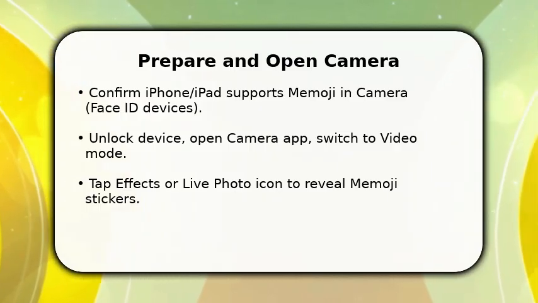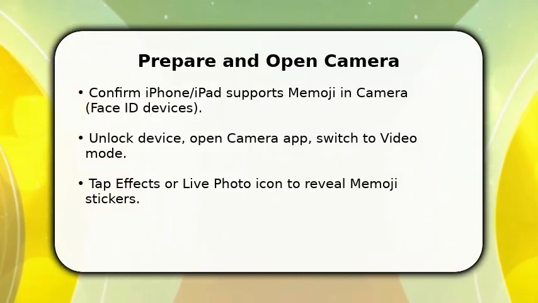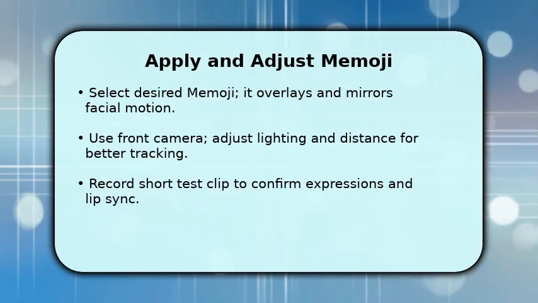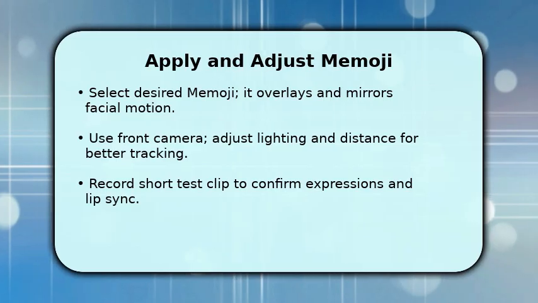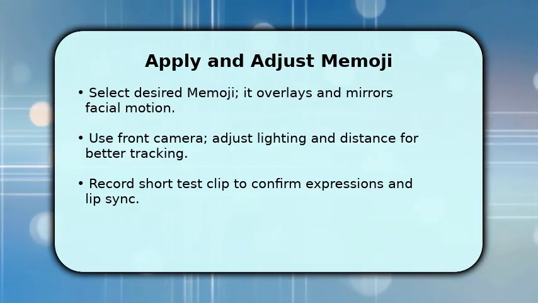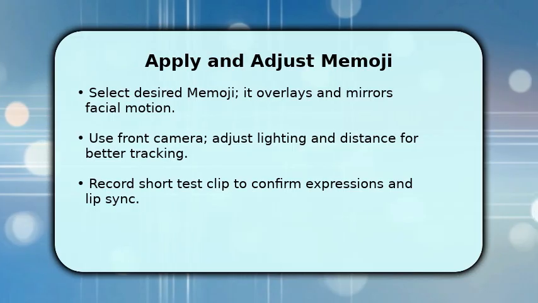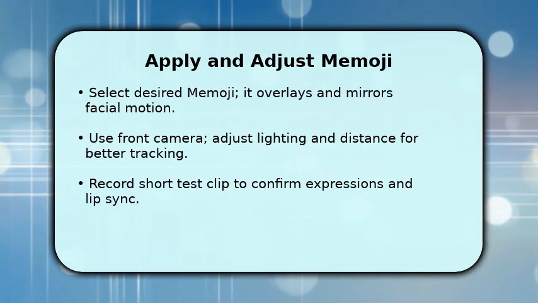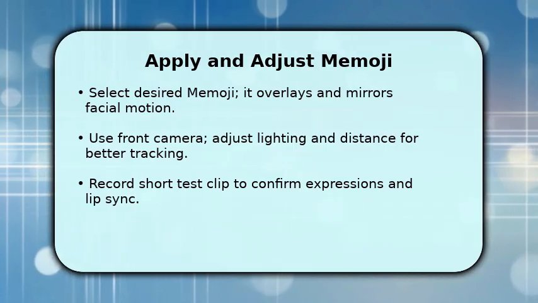Make sure your face is visible to the front camera, so the Memoji can track expression and move. Once the Memoji is applied, watch how it mirrors your facial movements. That's how live tracking works, so position the camera at eye level. If tracking feels off, adjust lighting and move slightly closer or farther until the avatar follows smiles and head turns naturally. Tap record and speak clearly to test lip sync.